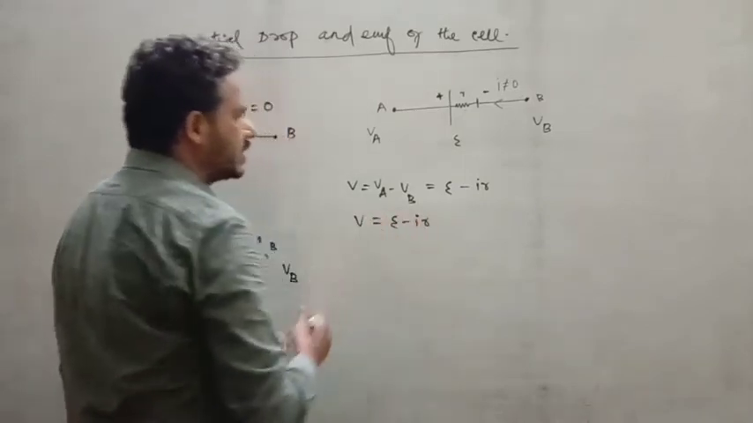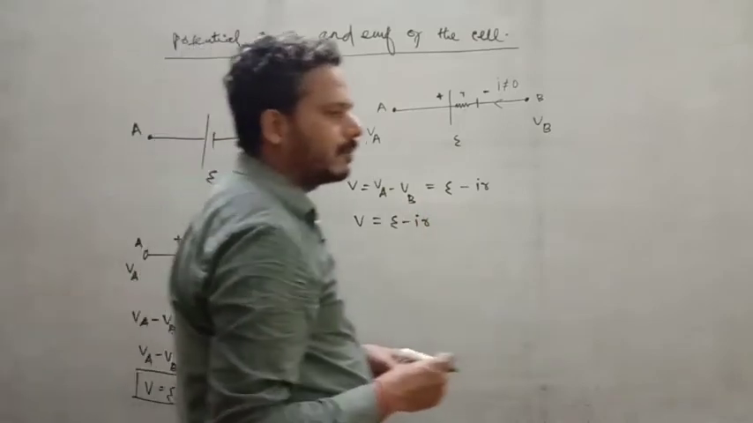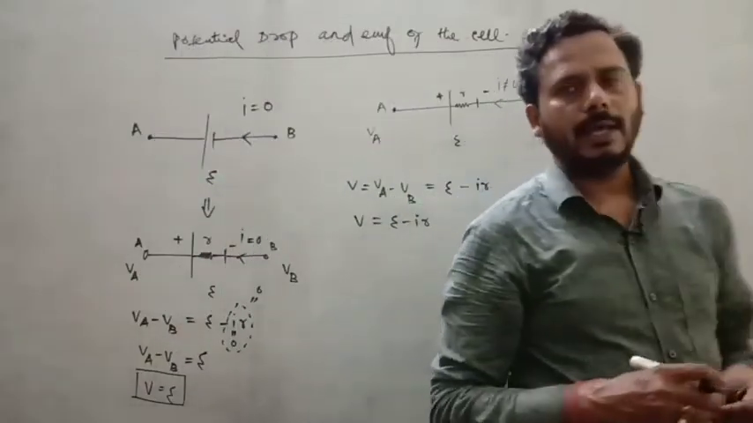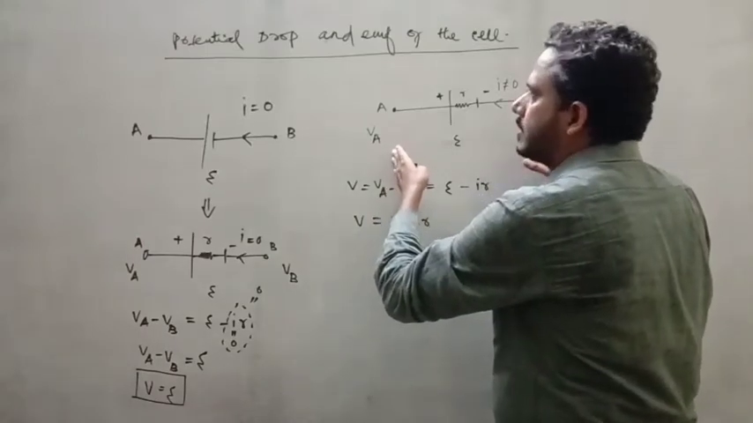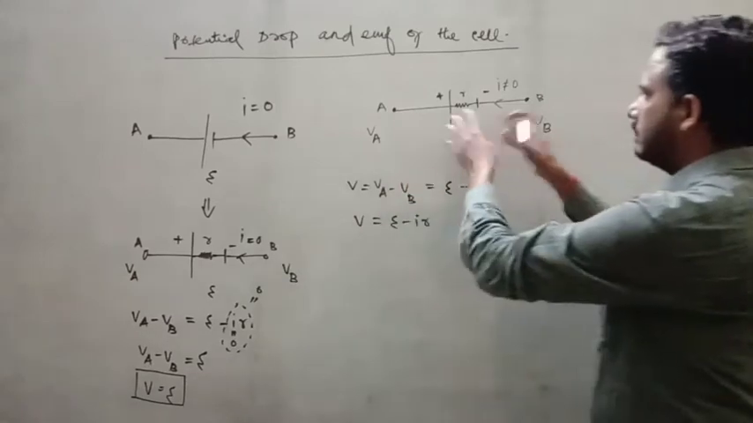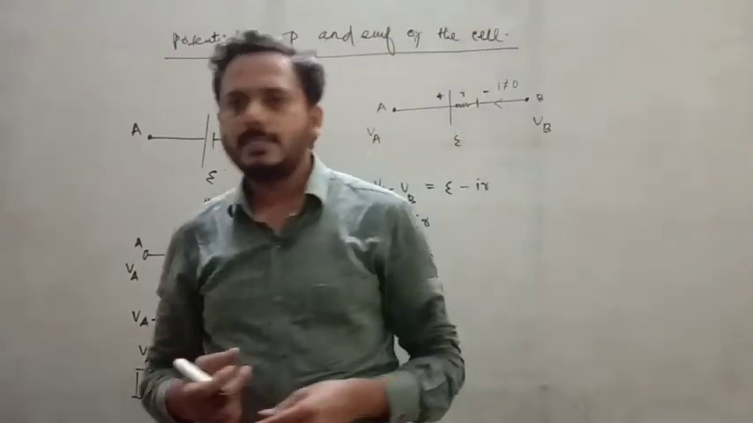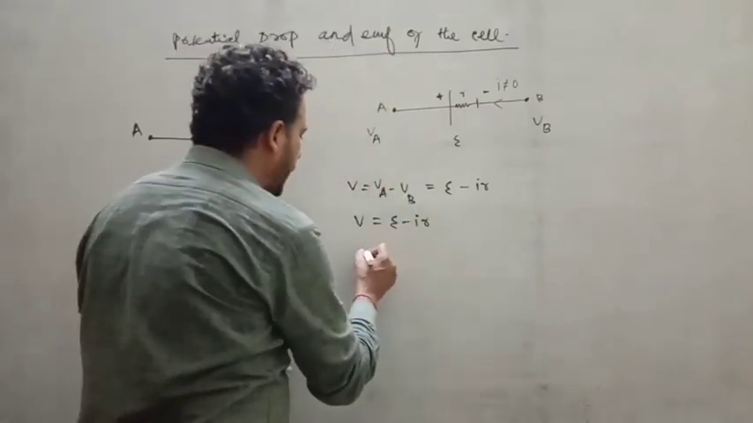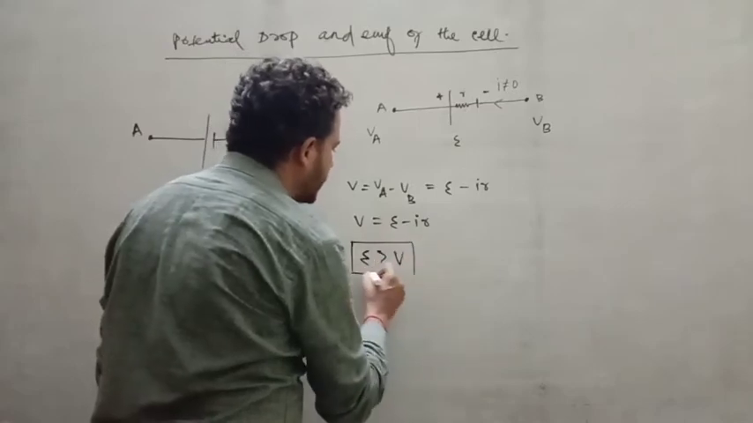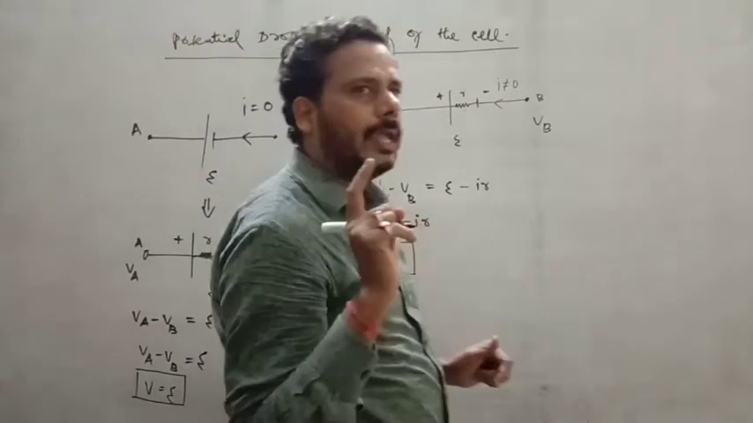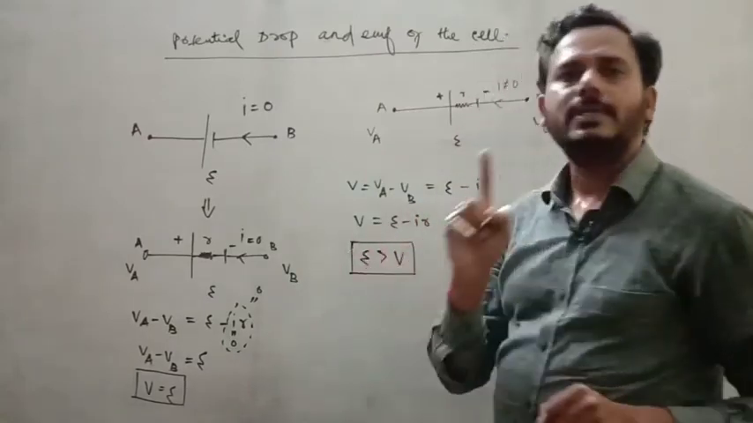So what is the difference between them? You can see that something is deducted from the EMF of the cell, and this gives you the terminal potential, that is the potential drop between the terminals. This result shows that E is greater than V. That means the potential difference between the terminals of an EMF is less than the EMF of the cell.